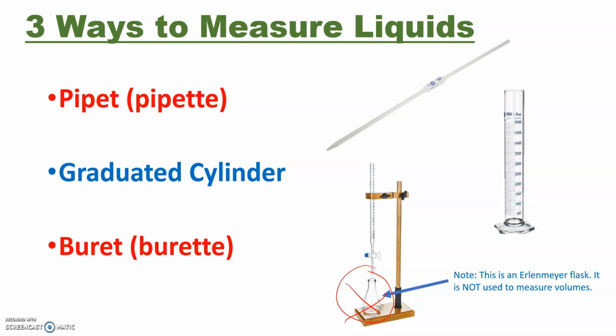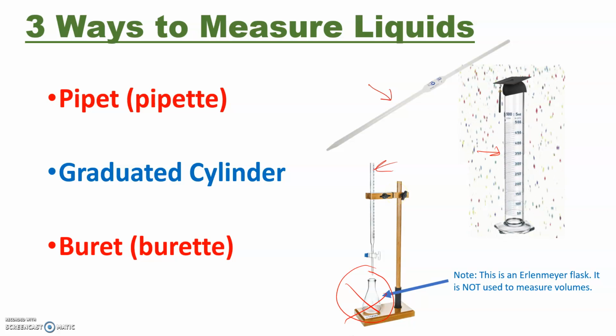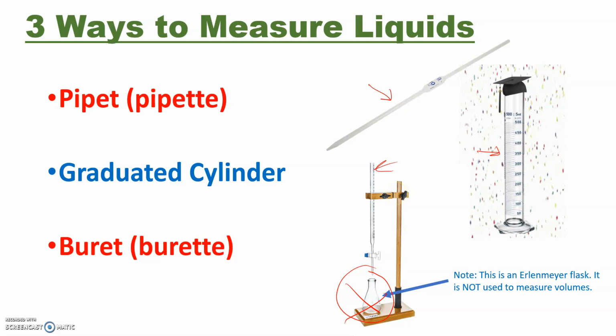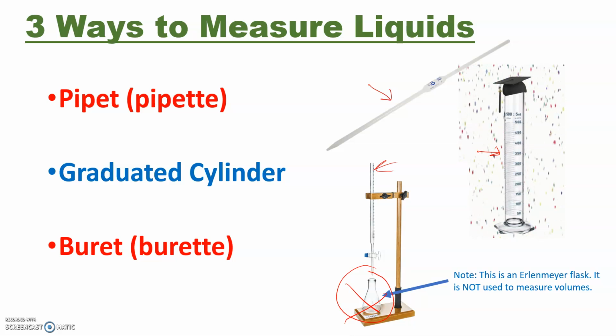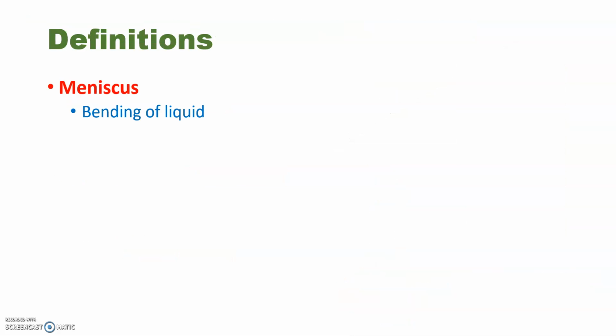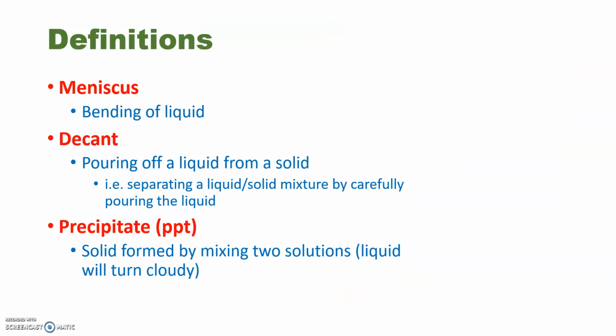So the 3 things, we've got a pipette. Pipette's on top here, graduated cylinder, and then I mentioned the burette just a minute ago. It is right there. And there we go. We've got our graduated cylinder that has graduated. Definitions, I'll let you write these down. We'll cover these in class.